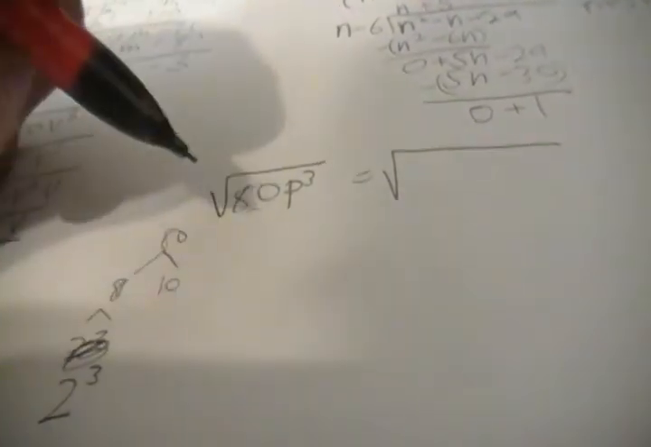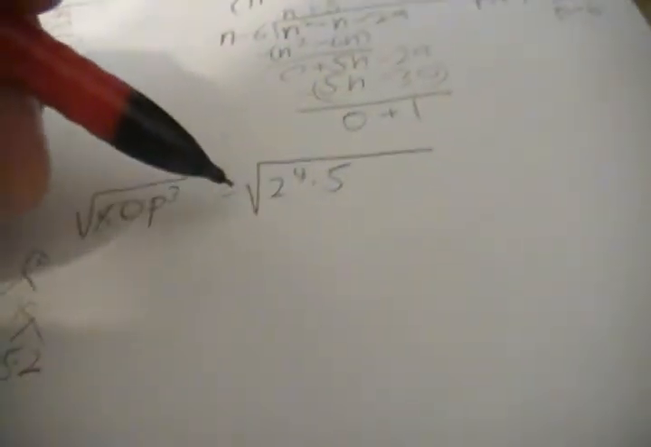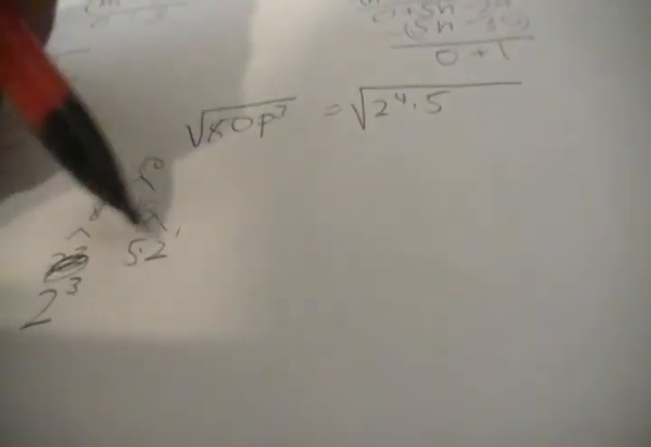And then let's further factorize. 8 is going to be, well, I think by this point you should know that 8 is going to be 2 cubed, okay? 2 to the third power. And 10 is going to be 5 times 2. So the final factors of 80 is going to be 2 to the fourth power, times 5, because 2 cubed times 2 is 2 to the fourth power, right? Because we add the exponents, 3 plus 1, 4. Okay, and then we have p cubed.